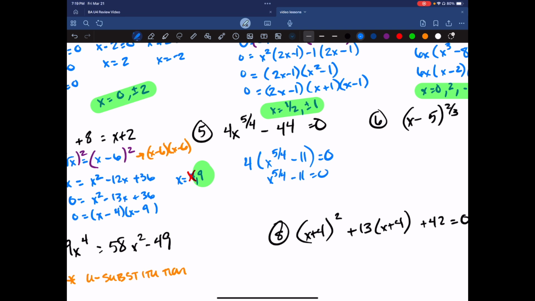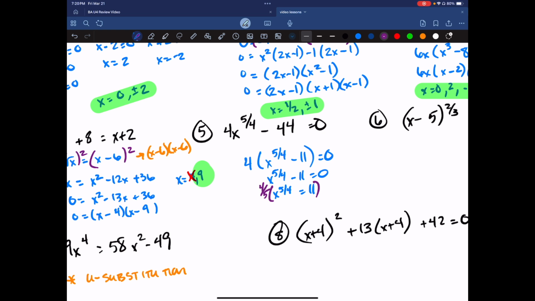And so now I'm going to add the 11 to the other side. And to get rid of a fraction, you multiply by its reciprocal. And the reciprocal of 5/4 is 4/5. So like earlier, I squared to get rid of a square root. That's essentially what I'm doing here, but it's a fractional exponent. And so when you raise a power to a power, you multiply. So I'm going to raise this entire thing to the 4/5.